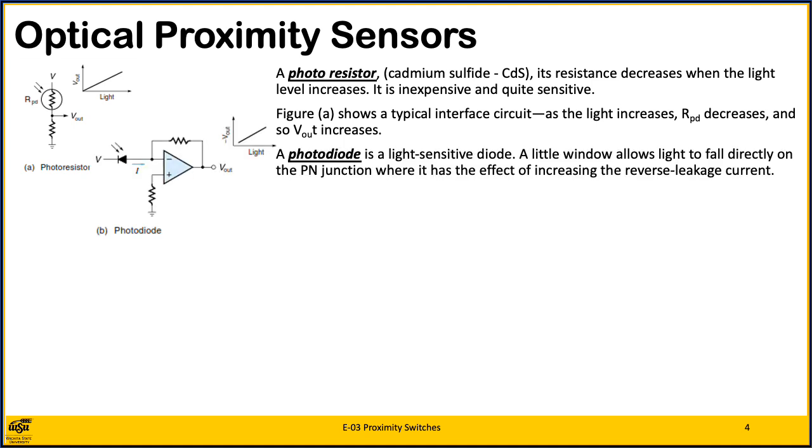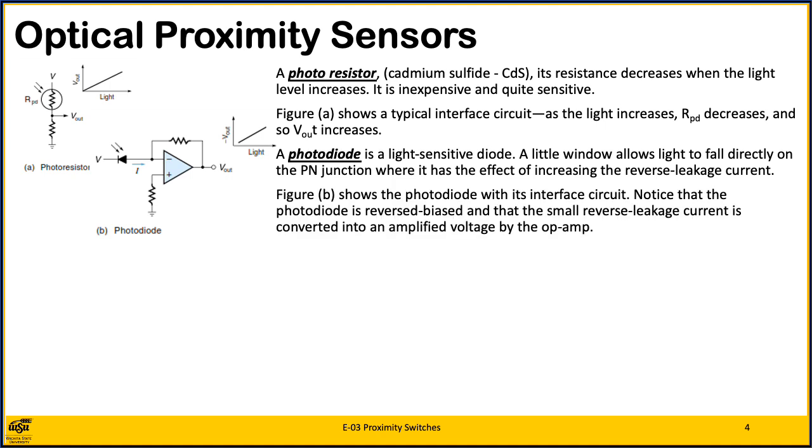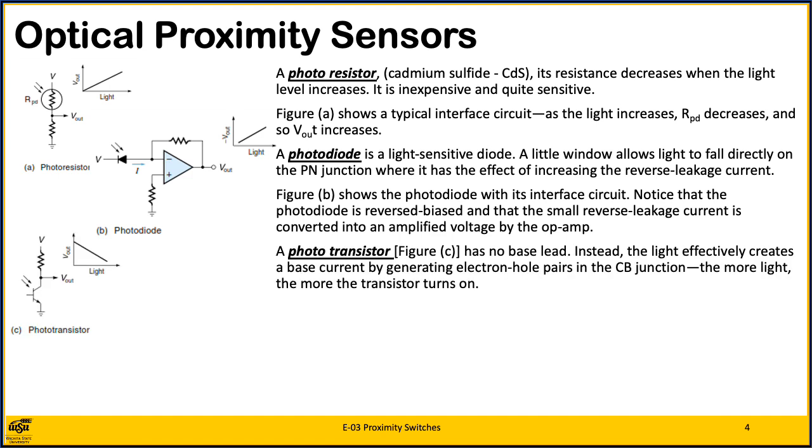A photodiode is a light-sensitive diode. A little window allows light to fall directly on the PN junction, where it has the effect of increasing the reverse leakage current. Figure B shows the photodiode with its interface circuit. Notice that the photodiode is reverse biased and that the small reverse leakage current is converted into an amplified voltage by the op-amp. A phototransistor in Figure C has no base lead. Instead, the light effectively creates a base current by generating electron-hole pairs in the CB junction. The more light, the more the transistor turns on.